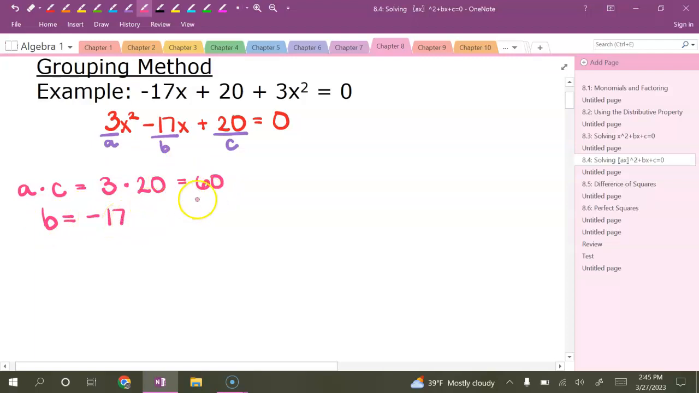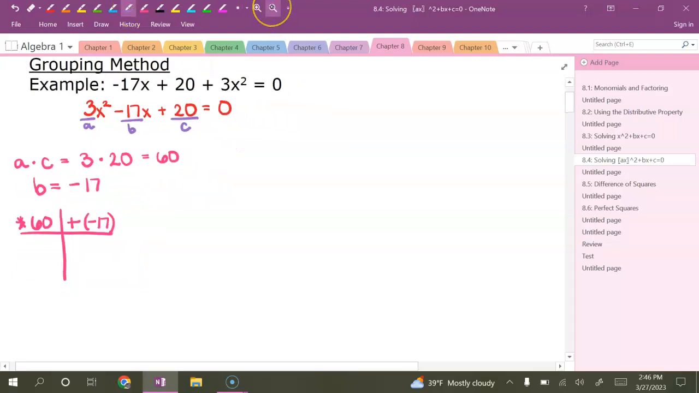Now that you've done this, we're going to go back to those charts that we made in the last section. But we had to change this a little bit, because I couldn't just grab the 20 and the negative 17 and try to factor it like we were doing in the previous section, because it wouldn't work. You'd get stuck. You wouldn't have anywhere to go with it. So instead, we're going to multiply to 60, that A times C quantity, and we're going to add to negative 17.